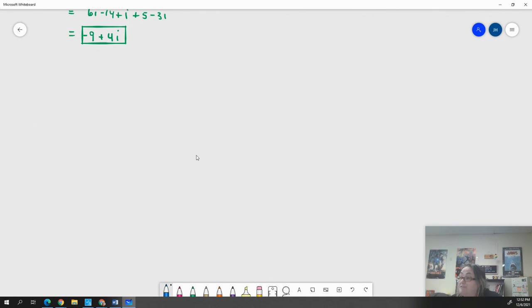So the last thing we have to talk about now is multiplying complex numbers. This is really where this piece of information is going to come in handy, that i equals the square root of negative 1 and that i squared equals negative 1. This part specifically, we're going to use a lot.